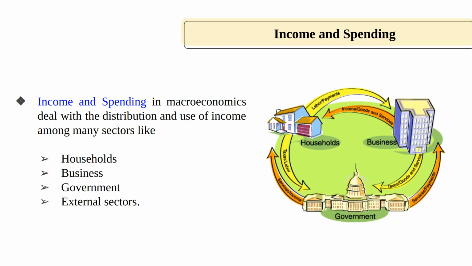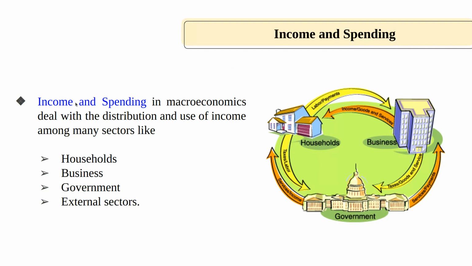Today we are diving into a fascinating topic in macroeconomics, that is income and spending. We'll break down the different sectors of the economy, explore how income flows between them, and understand key concepts like the consumption function, investment, and multipliers. Whether you are a student or just curious about how economics works, stick around because this is going to be an insightful ride. Alright, let's start with the basics.